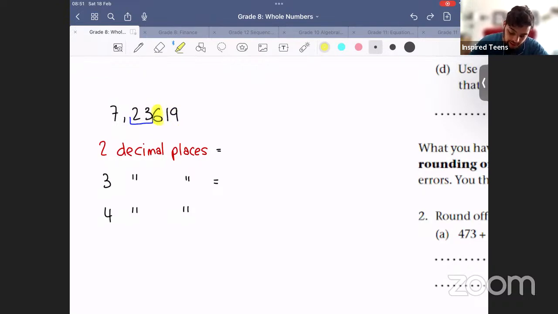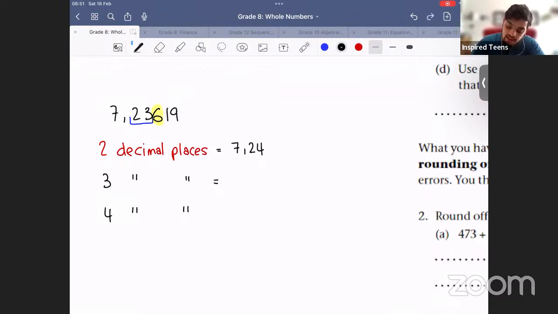So in that case, I need to look at the 6th. Remember, if it's between 0 and 4, you keep it the same. If it's from 5 to 9, you round 1 up. So in this case, with 2 decimal places, this is going to round off to 7,24. I just look at the next number and round accordingly.